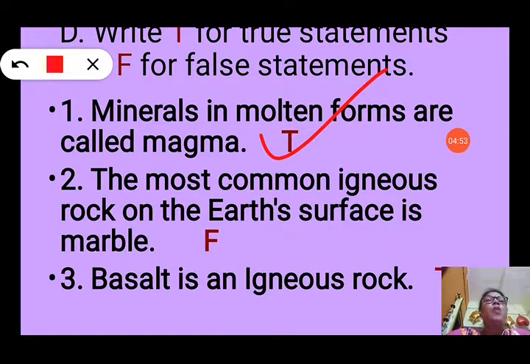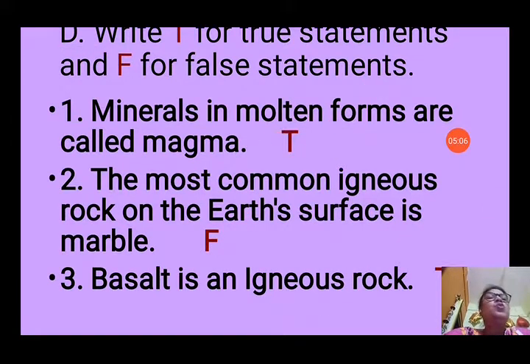Second is the most common igneous rock on the earth's surface is marble. It is wrong. Marble is not an igneous rock. Third number is basalt is an igneous rock. Yes, it is true. Basalt is an igneous rock. You can see here also it is written true.